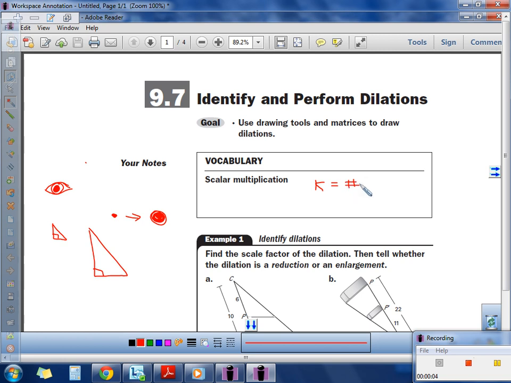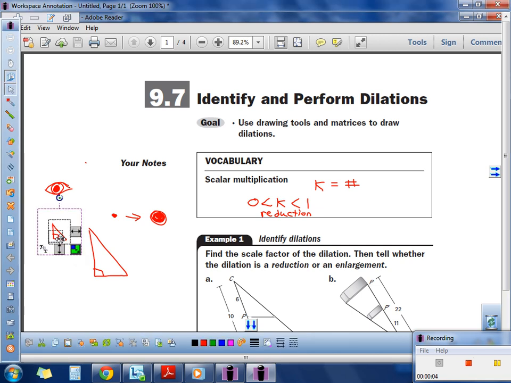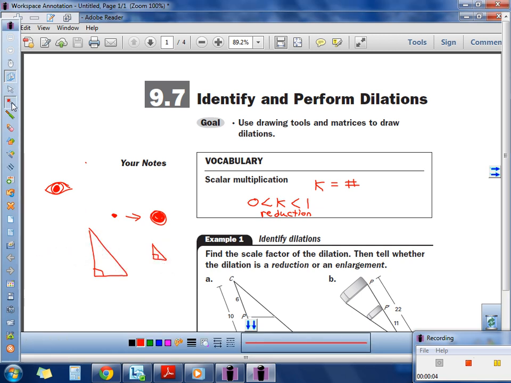The key thing you need to remember is if the scale factor is less than 1, but still greater than 0, what's going to happen? If your scale factor is less than 1 but greater than 0, and you multiply by it, what happens? Yeah, that's called a reduction. It's going to reduce the size of your original shape. I don't have an example of a reduction over here, but if you started off with a big shape and then you got smaller, that's an example of a reduction.